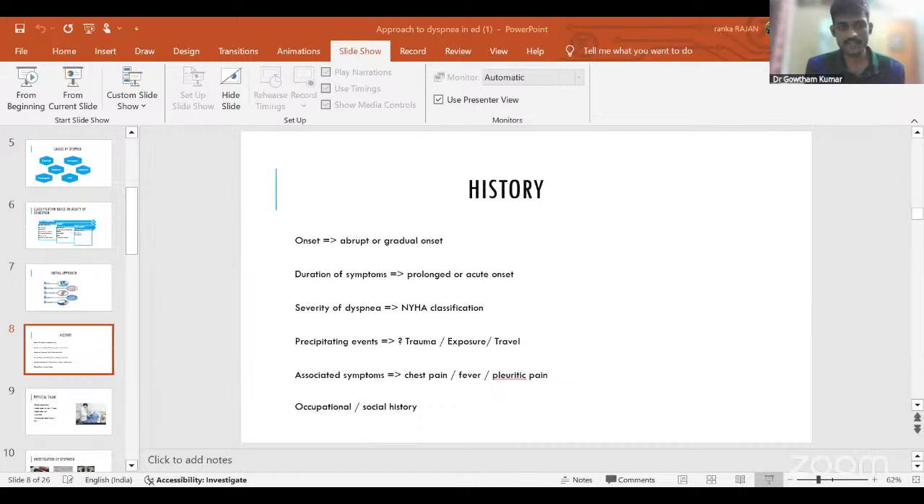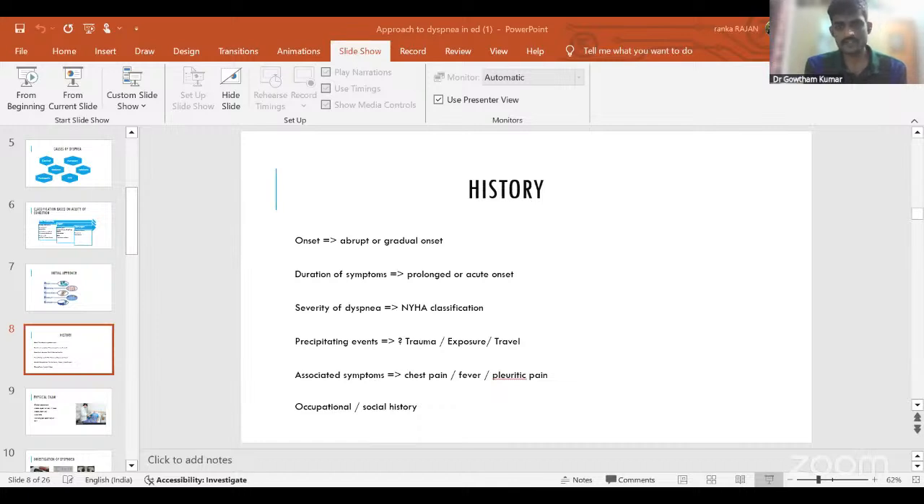Auscultate, check for wheeze and crepitations. If it is wheeze, most likely the patient has an airway disease, probably asthma or COPD. Check the history, treat it, and they will get better. Do the neurological examination. They might be drowsy secondary to CO2 retention in COPD or in asthma, but still you have to complete the neurological examination and check their sensorium.